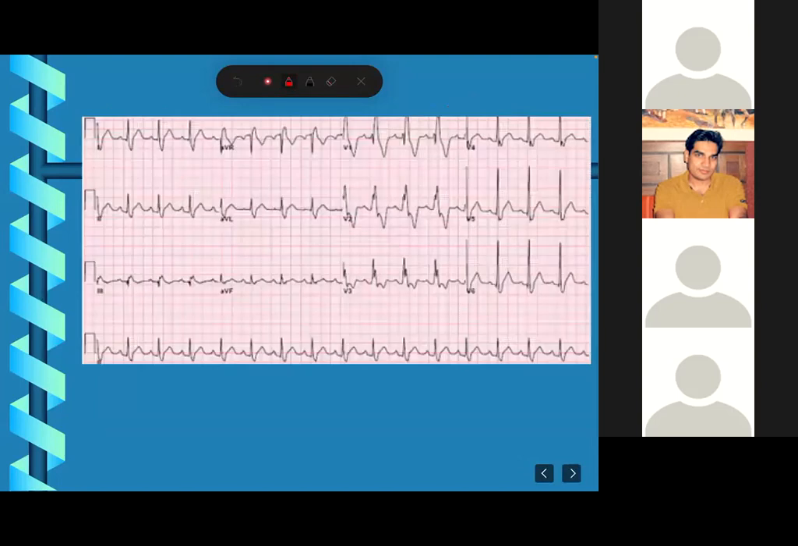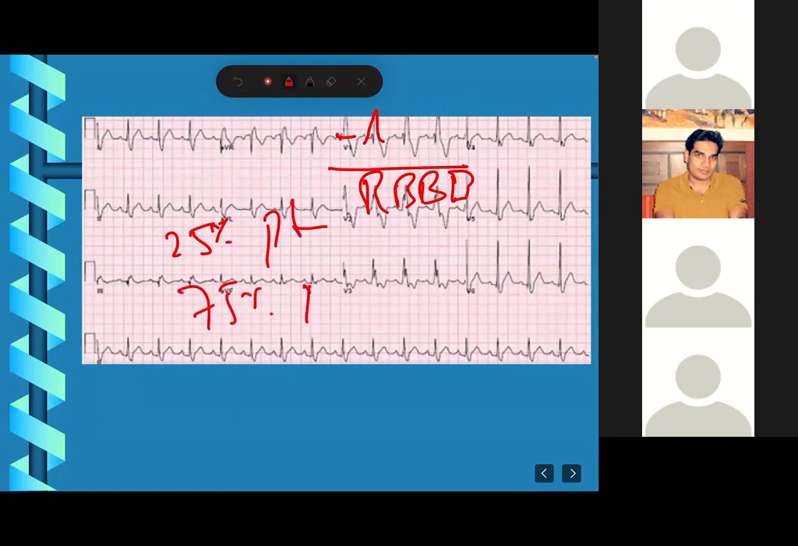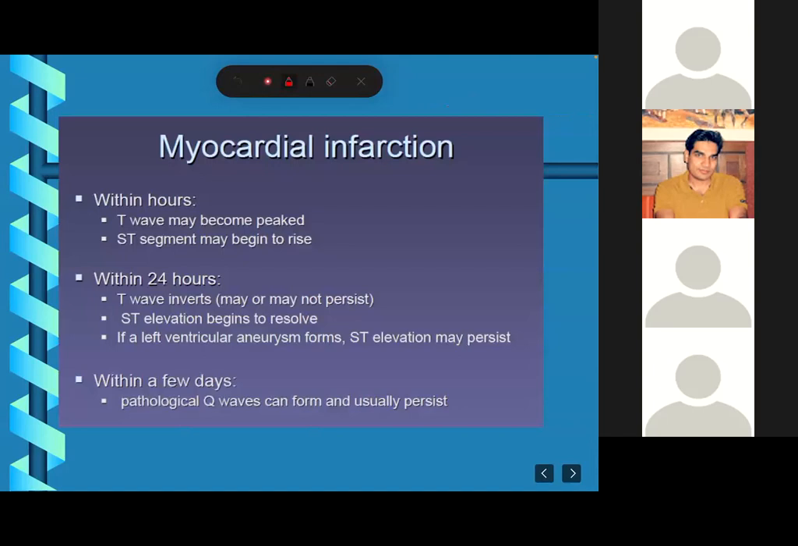Next, if we see this ECG, we find that in V1 there is a broad QRS complex with a major positive deflection. This is RBBB. RBBB is less pathological. It's 25% pathological and 75% is present in normal healthy persons, with no ischemic event.